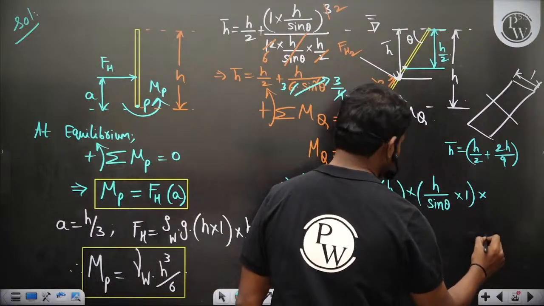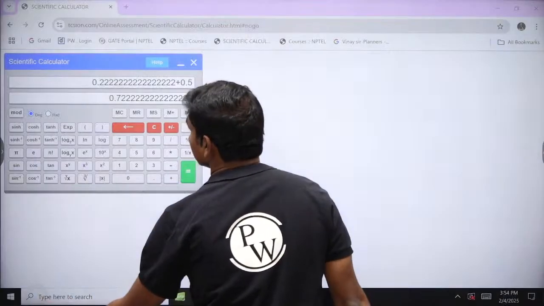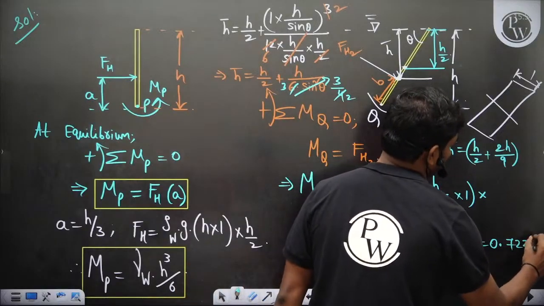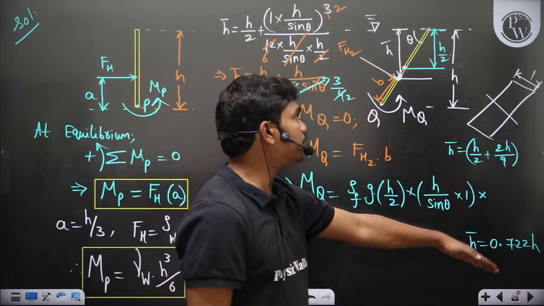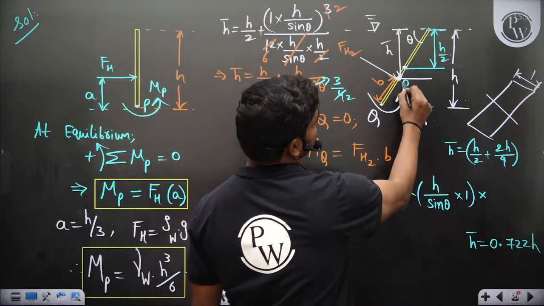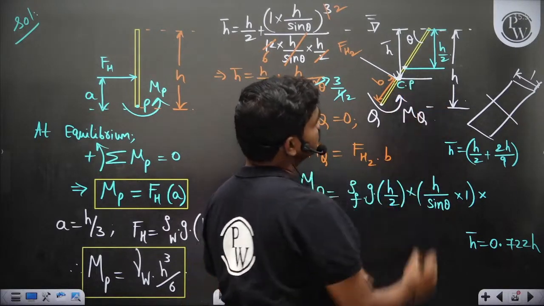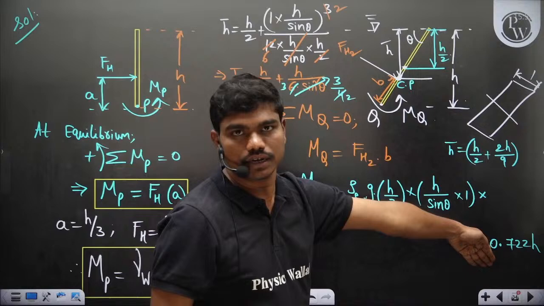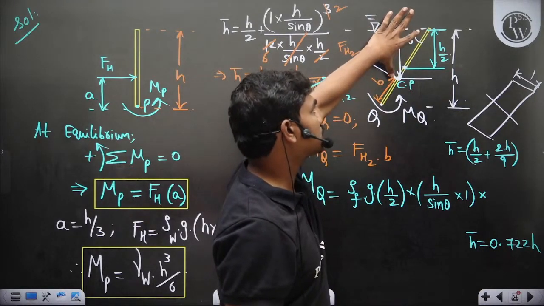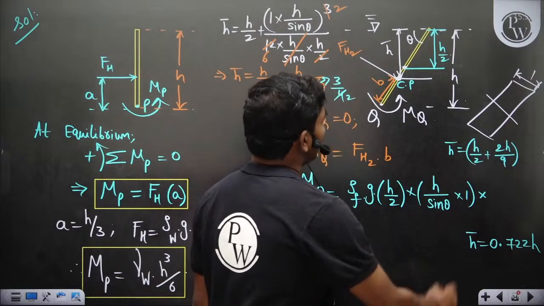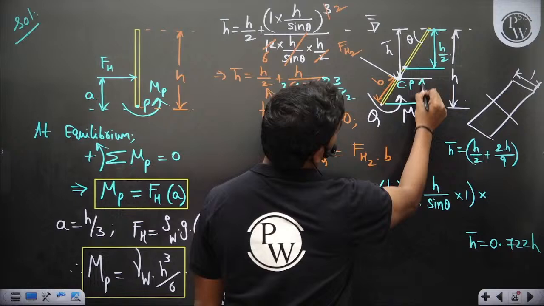H bar is equal to 0.7222 h. So if h bar is 0.722 h, which means this center of pressure, Cp, let's write, is vertically at this much depth, of course. But if this is the vertical depth, what would be the slant depth actually? So slant depth is how much? Or else better do one thing. So what is this part? Let's call it C.